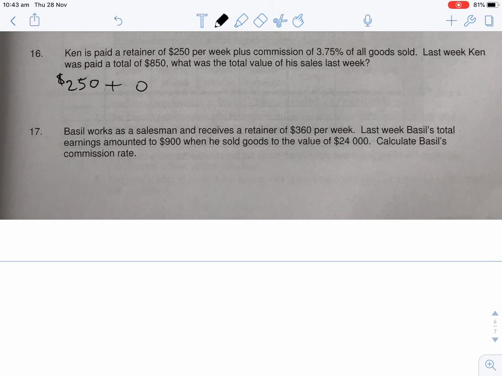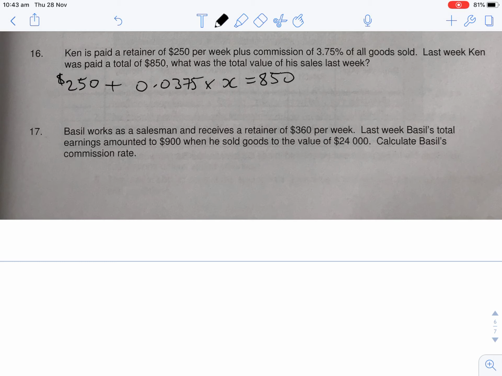His commission was 3.75%, so 0.0375, and we would have times that by his sales, which is what we don't know, so we'll just call it X. And we know that the answer to that, had we known all those things, would have been $850. Now, it's enough in this course that if you can use your ClassPad, if you just type all that in, you can now highlight that equation and go into interactive advanced solve. That's just in your main screen of your ClassPad, and that will throw out the answer for you.